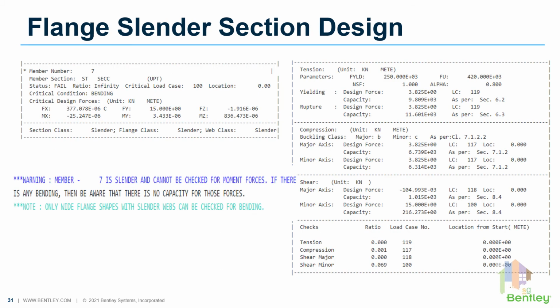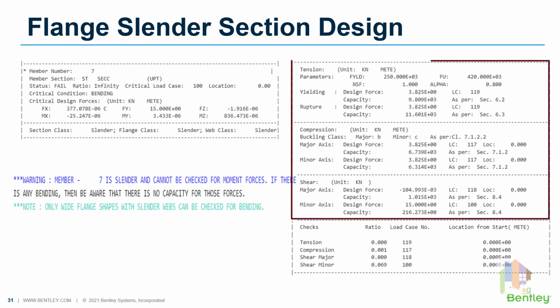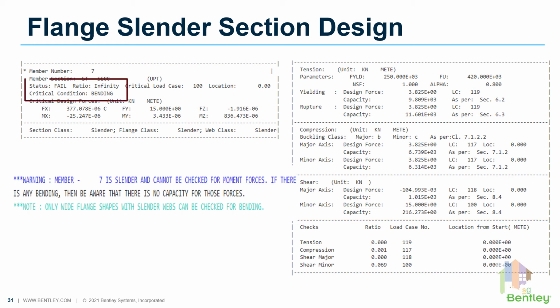But if the flange class is slender, then the program does not complete the design. Tension, compression and shear capacities are calculated, but bending and interaction check is skipped and bending ratio is set to infinity. This is intentionally set to fail the member as the design is not complete, and a warning is reported in the output file informing that flange slender section design is not possible at this moment. In such case, you need to change the flange dimension, decrease the width or increase the thickness by including cover plates so that the class is within semi-compact limit.